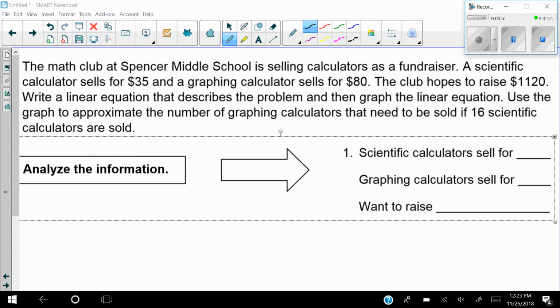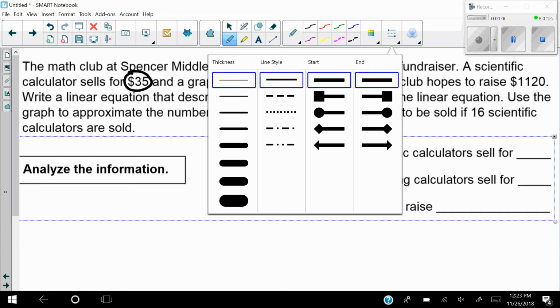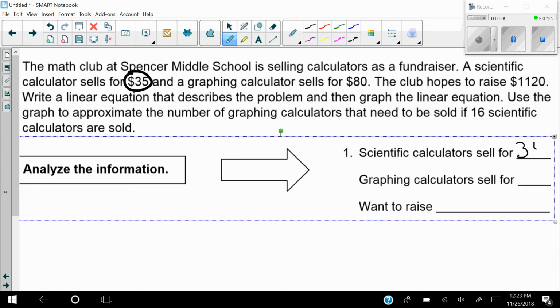So we're going to break this down. First, we're going to analyze the information we have here. How much does a scientific calculator sell for? Well, the scientific calculator sells for $35. And how much does the graphing calculator sell for? They sell for $80. And how much do we want to raise? Well, the club hopes to raise $1,120. All right, so that's some of the information we need. Let's go to the next step.